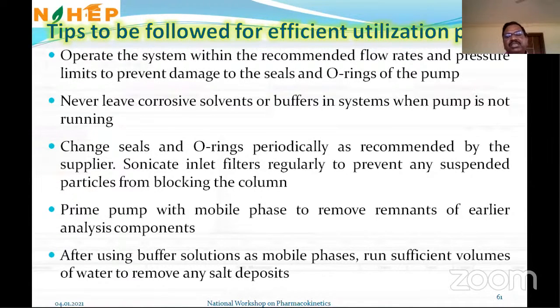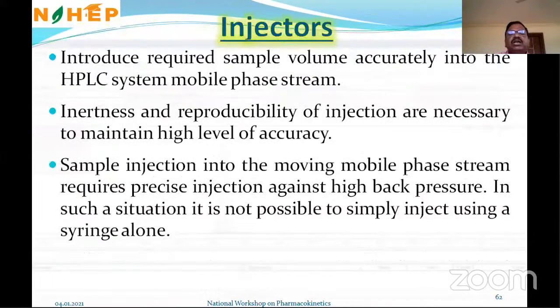So prime the pump with a mobile phase to remove remnants of the earlier analysis component. This is very important. If you directly run without removing the previous component, there may be contamination and there may be a change in the elution order. So after using the buffer solutions, use mobile phases and run sufficient volumes of water to remove any salt deposits. Then comes the important component, the injector.